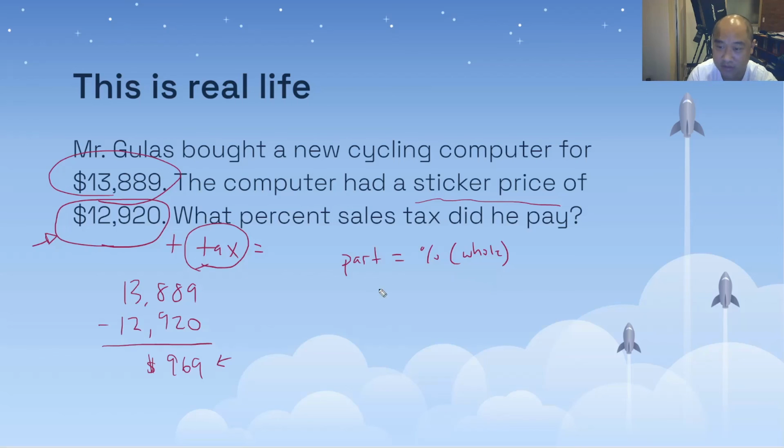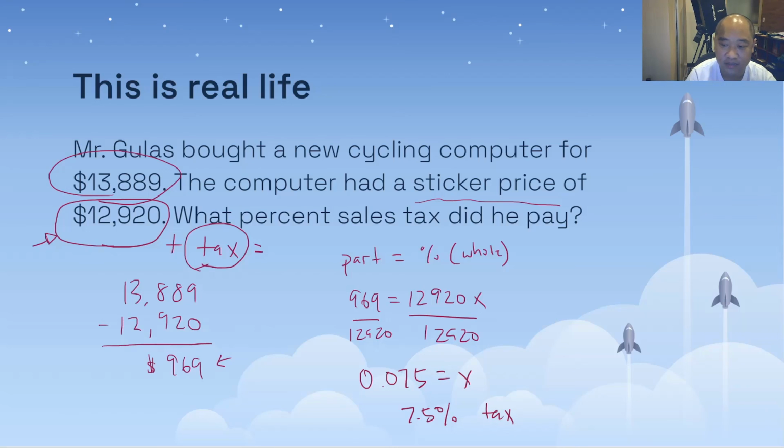So we put this into the equation. 969 equals 12,920x. Then we divide 12,920 on both sides. 969 divided by 12,920, and we get 0.075. So this is 7.5% tax.